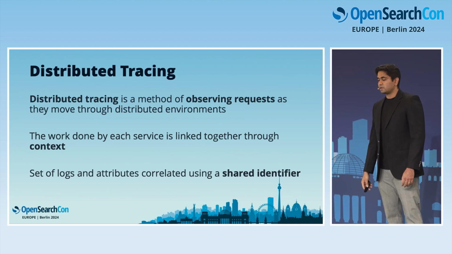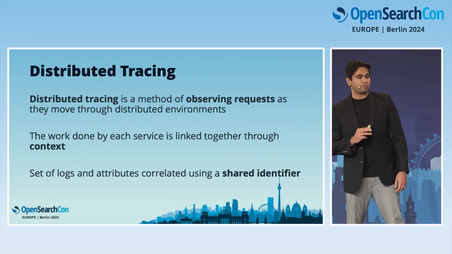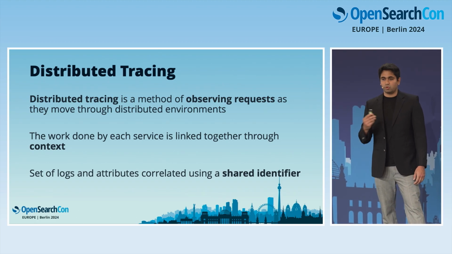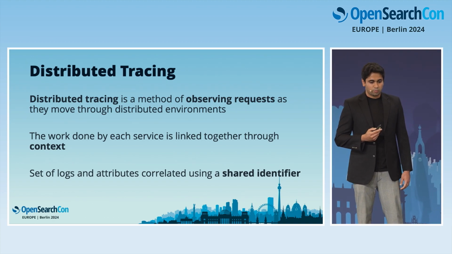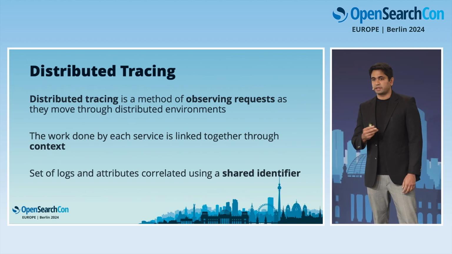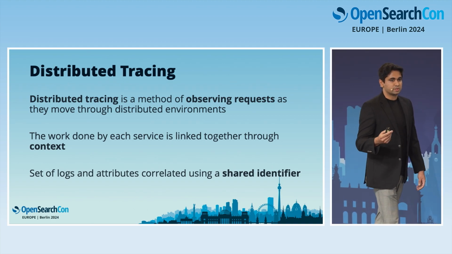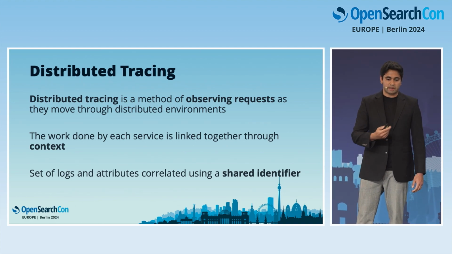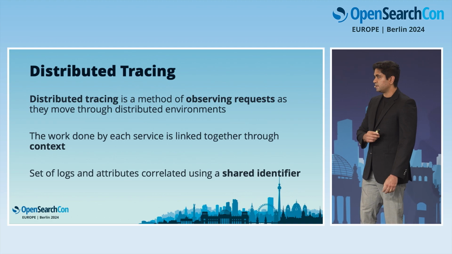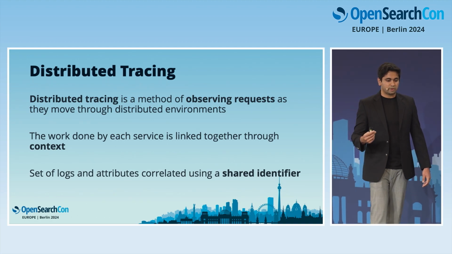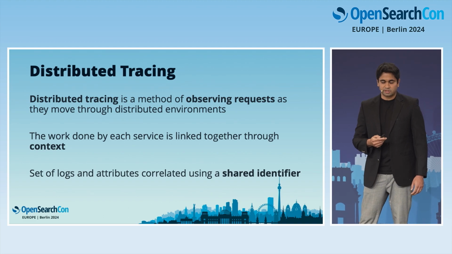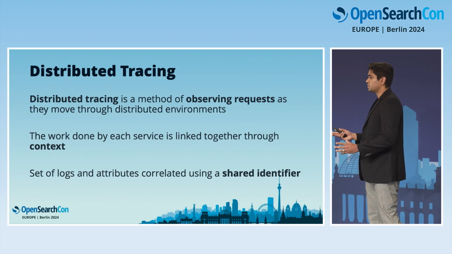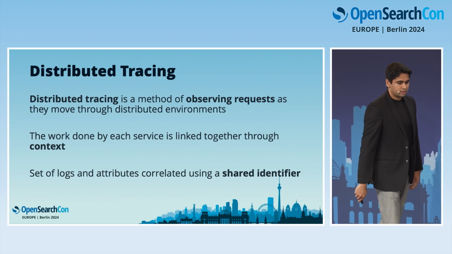Coming up to the interesting pillar, distributed tracing is the third pillar of observability. It's basically a method of observing requests as they move through a distributed system. So nowadays, distributed systems follow a request-response model, where a request comes in, it can go through multiple microservices, perhaps hit a database, and then go back to the client. So distributed tracing manages the life cycle of the request and helps us track the request. You can think of it as a set of logs and attributes and metrics, all correlated with a shared ID. So more on that later.